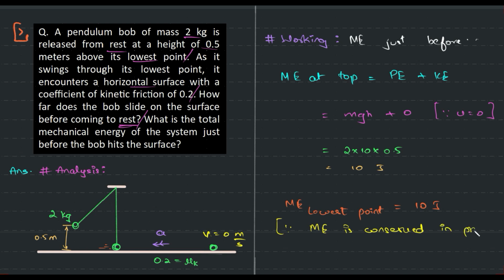Reason: mechanical energy is conserved in the presence of conservative forces only. So it is conserved when we have conservative forces only acting on the object. That's the right statement.